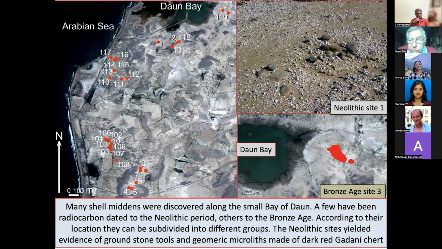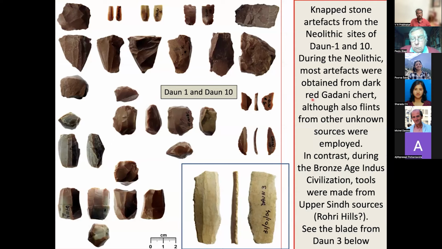Here is another one, number three, quite huge, and this won't be there at high tide. When the tide is low, there's no bay at all, or just a little bit of water. And if we move to the next slide, we can see something very interesting also for you. What are the characteristics of the lithics, this Gadani chert, the dark red, almost brownish one? What are the characteristics of the lithic artifacts of the very beginning of the Neolithic in the area? Very narrow, perfect, beautiful bladelet cores. A few geometric tools. They're all the same, only this stuff.